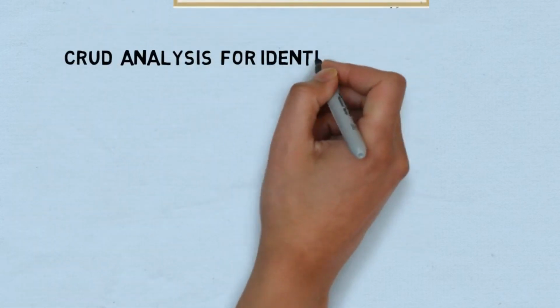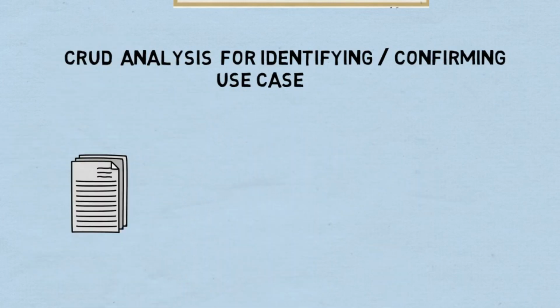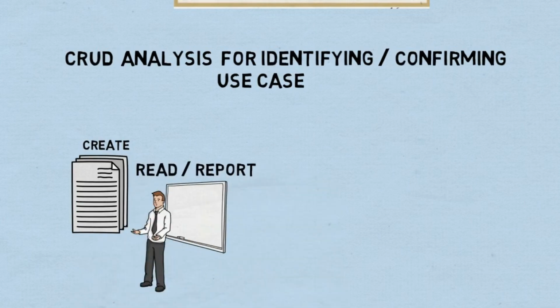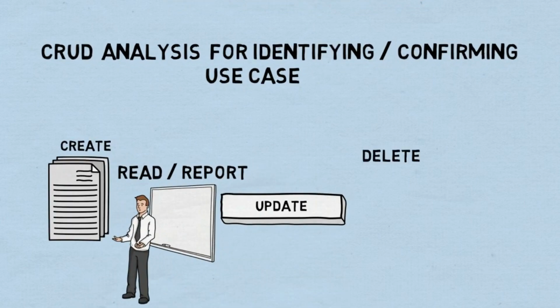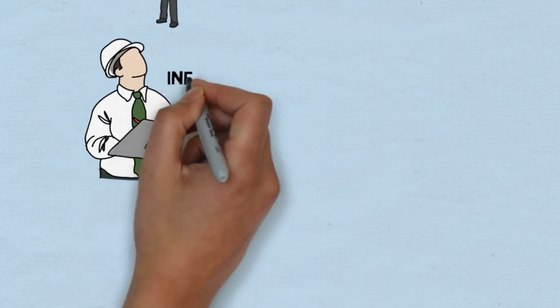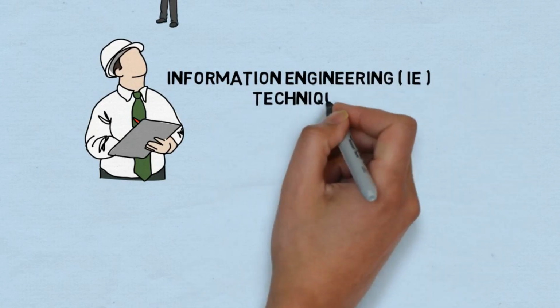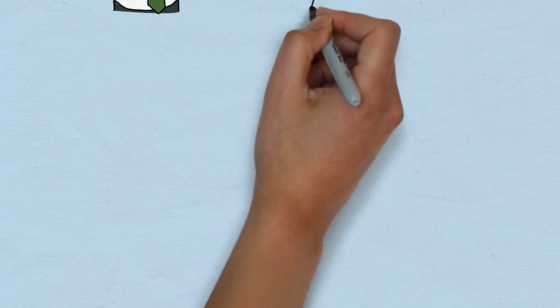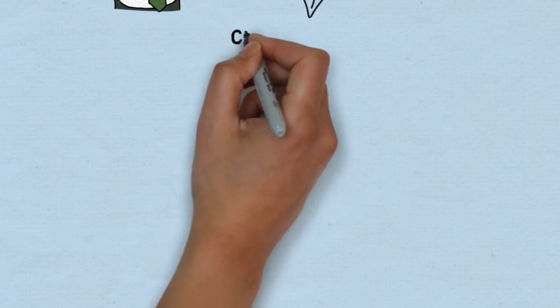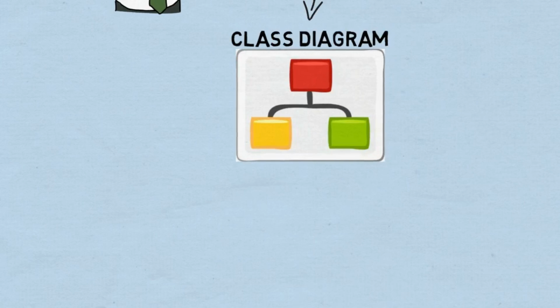CRUD analysis for identifying and confirming use cases. As I have said earlier, CRUD stands for create, read or report, update, and delete. The information engineering or IE technique is used to identify events and tables, or to directly develop the use case diagram. Every class diagram must have use cases to support the CRUD and object instances.